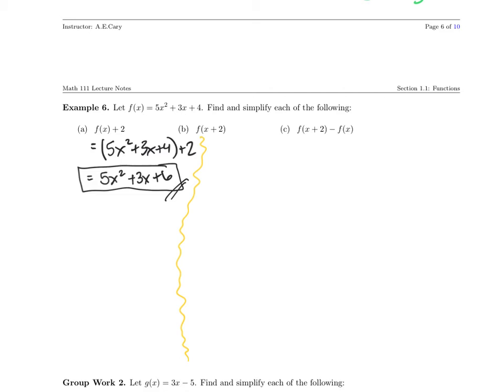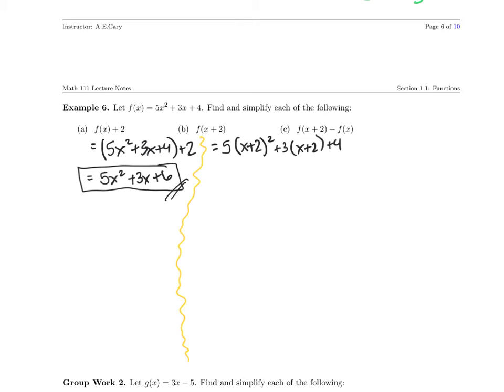So the plus 2 is no longer on the outside, which means wherever we see an x in our f of x equation, instead of just an x, we're going to put in an x plus 2. So that's going to look like 5 times x plus 2 squared, since we're plugging this in wherever we see an x, plus 3 times x plus 2, plus 4.